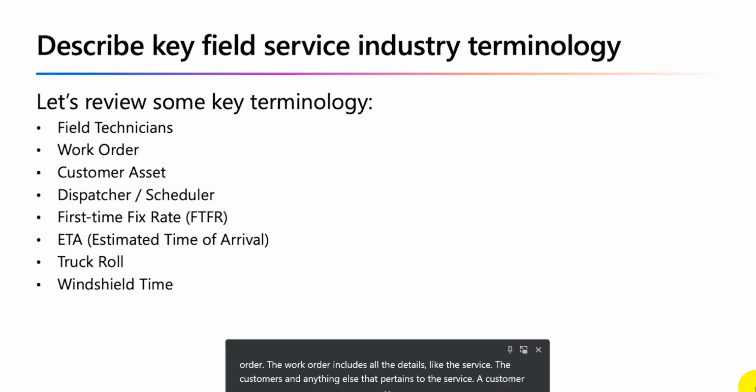A customer asset is the equipment that is being serviced. Let's say, for example, a customer purchased an AC unit from your organization. That AC unit will be considered a customer asset. And when that asset has an open work order, a dispatcher or a scheduler is going to assign a field technician to the work order.